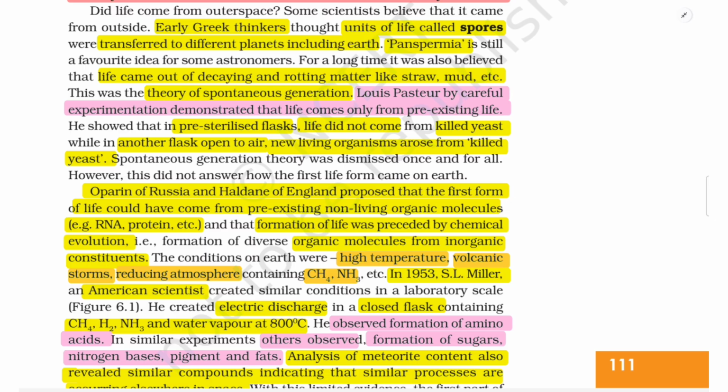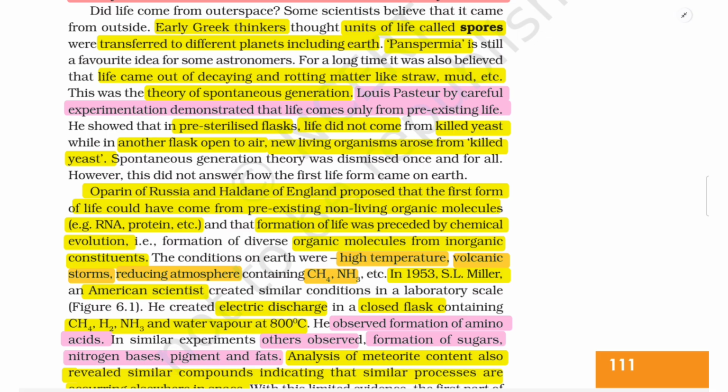For a long time, it was also believed that life came out of decaying and rotting matter like straw, mud, etc. This was the theory of spontaneous generation. Louis Pasteur, by careful experimentation, demonstrated that life comes only from pre-existing life. He showed that in pre-sterilized flasks, life did not come from killed yeast, while in another flask open to air, new living organisms arose from killed yeast. Spontaneous generation theory was dismissed once and for all. However, this did not answer how the first life form came on Earth.